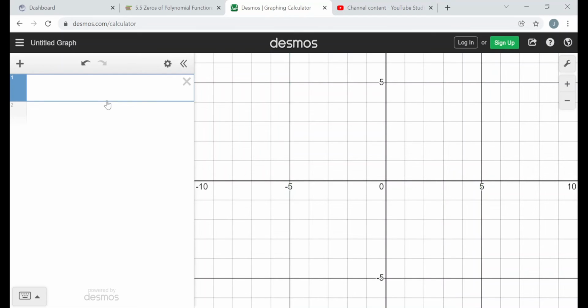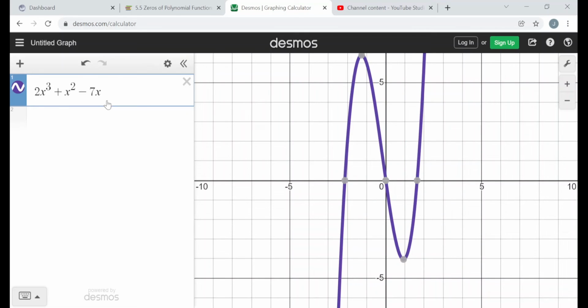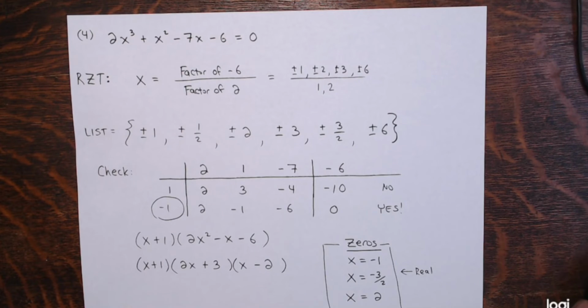All right, so the polynomial here that we're finding the zeros of is 2x cubed plus x squared minus 7x minus 6. And you see the 3 x-intercepts, the 3 real zeros: negative 1.5, that's your negative 3 halves, negative 1, and positive 2. Exactly what I wrote on paper right here.